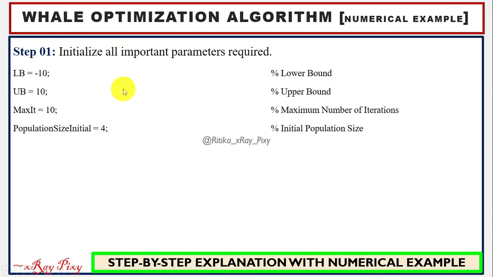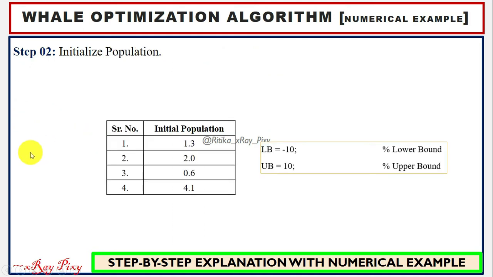So step 1 is parameter initialization. Here we will initialize all the important parameters required. For example, lower bound is -10, upper bound is 10, maximum number of iterations is also 10, and initial population size, suppose, 4. Now we will initialize the population for the 4 search agents, and you can see all the values are within the lower bound and upper bound.